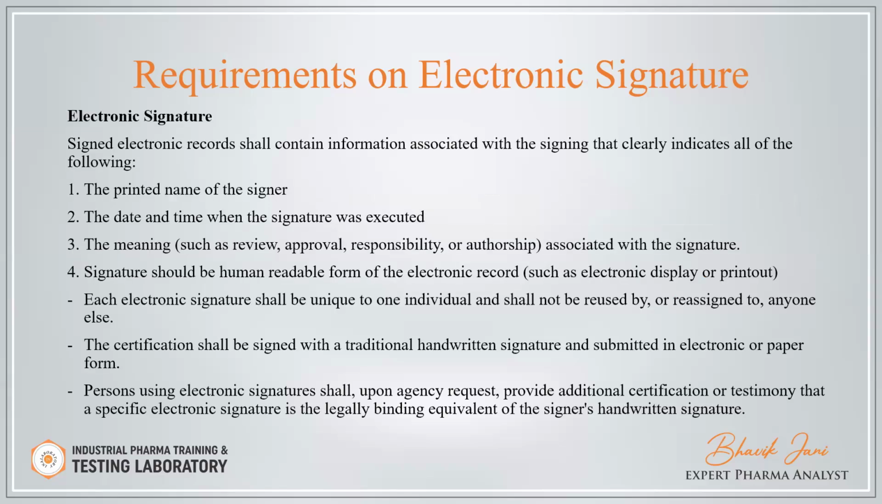What is the requirement of the electronic signature in a guideline? This requirement is given in the 21 CFR guideline. Whenever the person applies the electronic signature, the printed name of the signer should be available in the electronic signature form. Date and time when the signature was executed should also be there. The meaning of why the electronic signature was done, for review, approval, responsibility, or any other purpose, should be available in the electronic record.